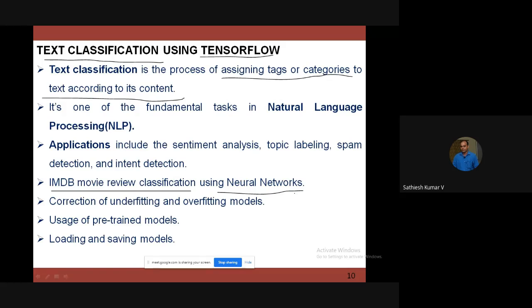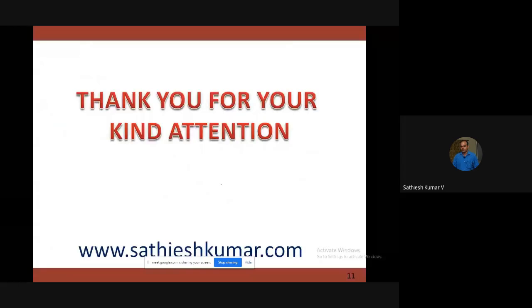So here I'm going to talk about IMDb movie review classification using neural networks. Movie reviews have been given by different persons. Based upon the movie reviews, we are going to say whether the movie is good or bad. That is what we try to do here.